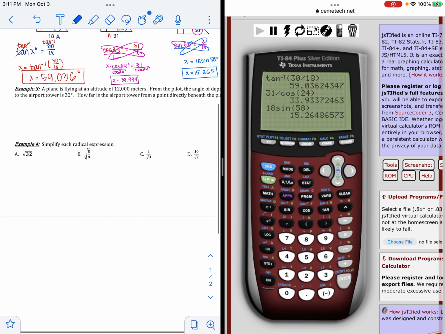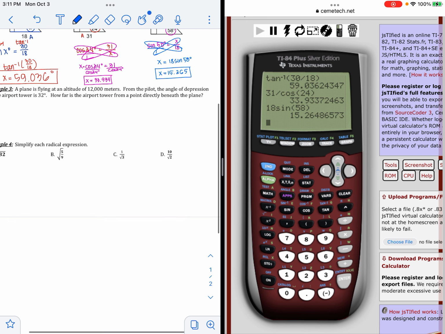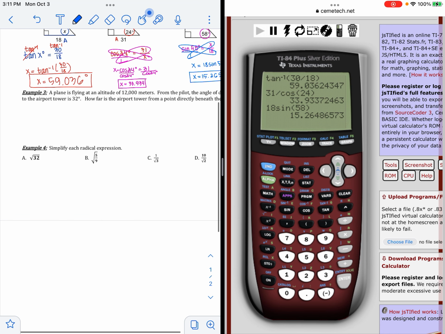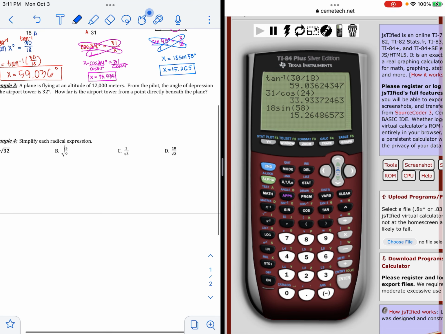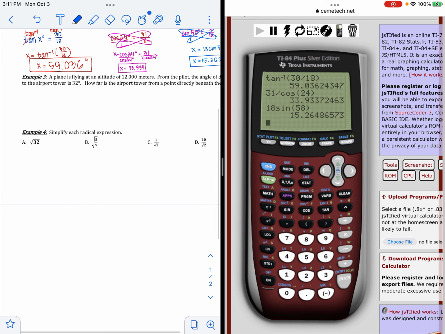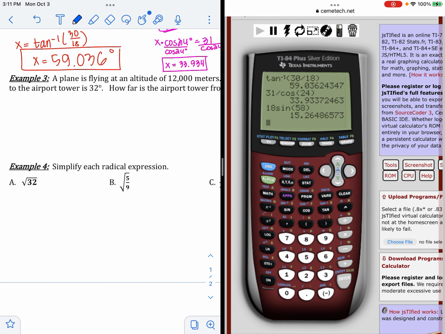Okay, next one is a word problem, and it says a plane is flying at an altitude of 12,000 meters. From the pilot, the angle of depression to the airport is 32 degrees. How far is the airport from a point directly beneath the plane? So first off, I want to draw a picture that represents this. So we have an altitude, right? Altitude is another word for height of 12,000. Put a little comma there so we can make sure it's 12,000 and it's meters.